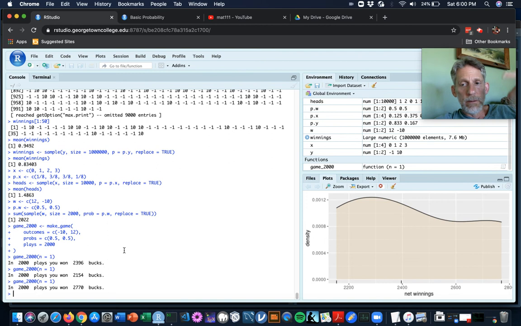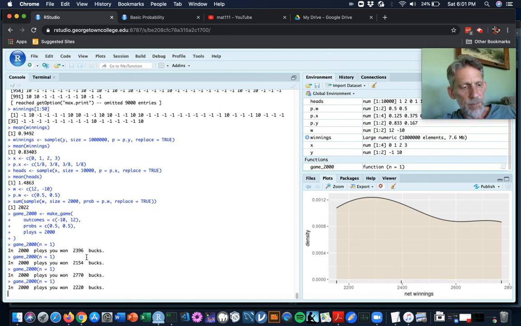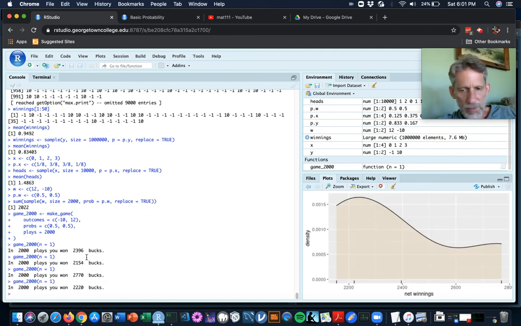Now, what you didn't know was that it was actually keeping track of all the earlier times you tried this. And once you've tried it 3 times, it starts trying to make a graph of your results over here in the plot window. So here's a density curve for my 3 results so far. The 2154 is this little tick mark I'm waving around with my mouse. The 2396 is this little tick mark. And the 2770 is this little tick mark. And now, every time I up arrow and get the command and play again, so this time I won 2220, it redraws the density curve.